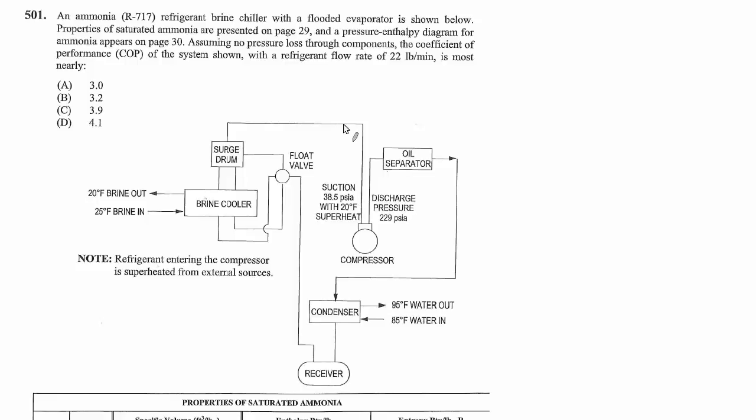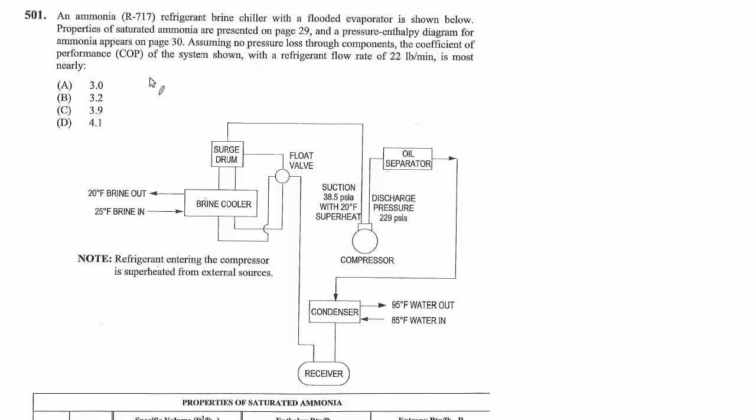501. An ammonia refrigerant brine chiller with a flooded evaporator is shown below. Properties of saturated ammonia are presented on page 29, and a pressure enthalpy diagram for ammonia appears on page 30. Assuming no pressure loss through components, the coefficient of performance of the system shown, with a refrigerant flow rate of 22 pounds per minute, is most nearly what? So they want us to find the COP.